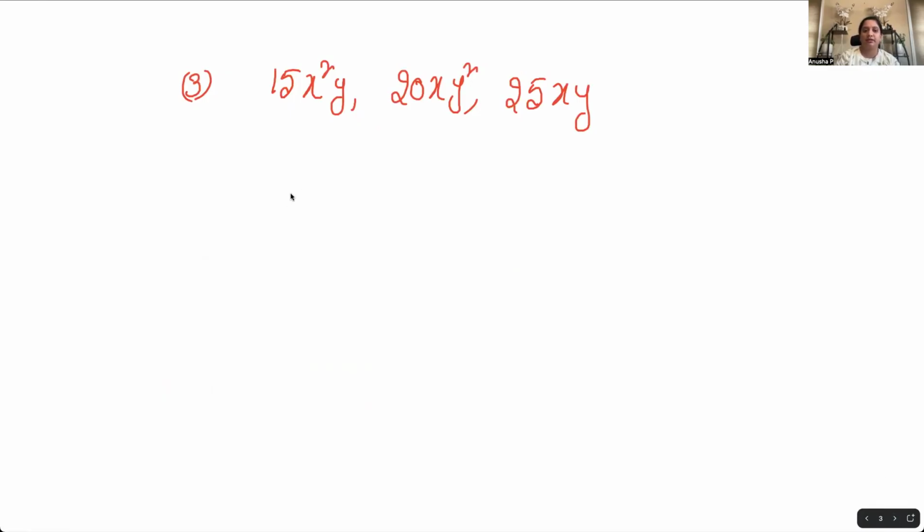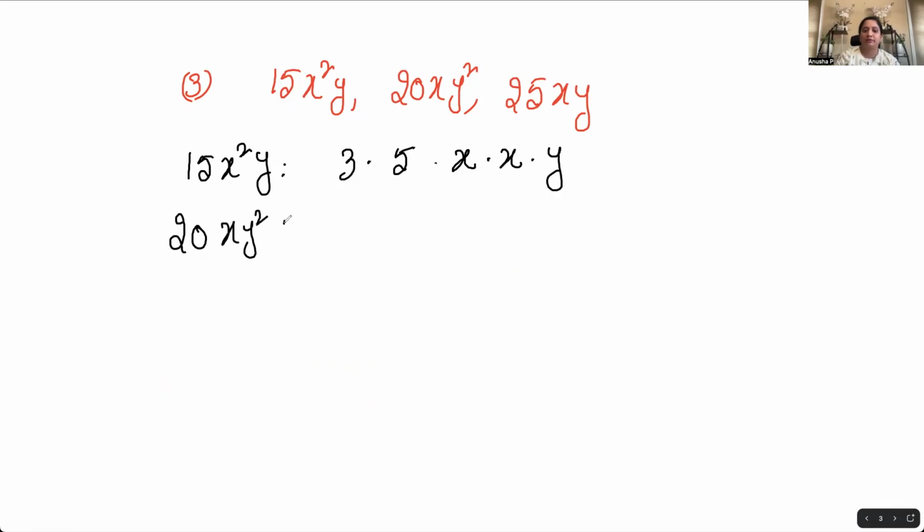Coming to the third example now. The first monomial is 15x square y. 15, we can write it as 3 times 5 when we do prime factorization. X square means x times x and then y. 20xy square. 20 is nothing but 4 times 5. So we can write it as 2 times 2 and then 5. We have xy square has only one x and y square means y times y.